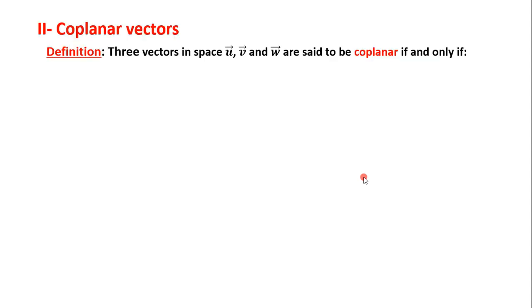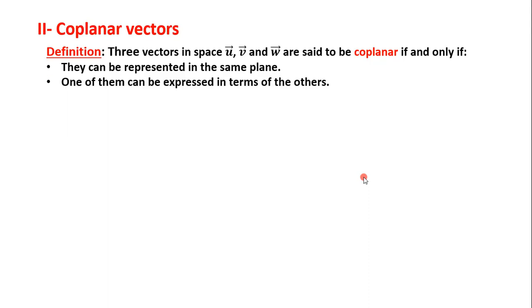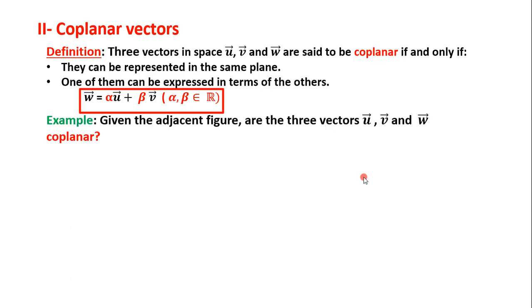Coplanar vectors. Definition. 3 vectors in space u, v, and w are said to be coplanar if and only if they can be represented in the same plane and one of them can be written in terms of the others. Otherwise, we can write vector w equal to alpha vector u plus beta vector v, with alpha and beta two real numbers. In this example, we are given 3 vectors u, v and w.